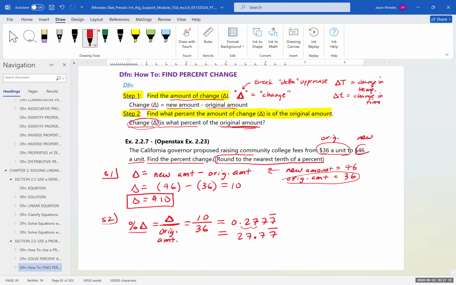And this gave us instructions to round it to the nearest tenth. So this is the tenth. We need to look at the digit to the right of that marked rounding place. And this tells us we need to round up that 7. So we're going to have 27.8%.